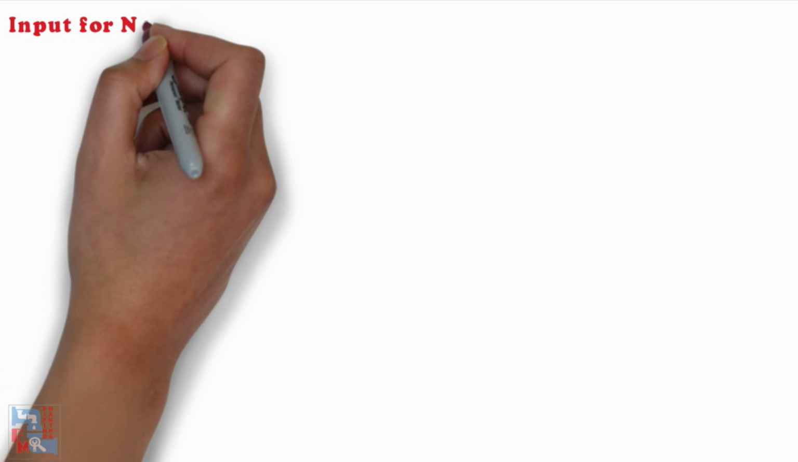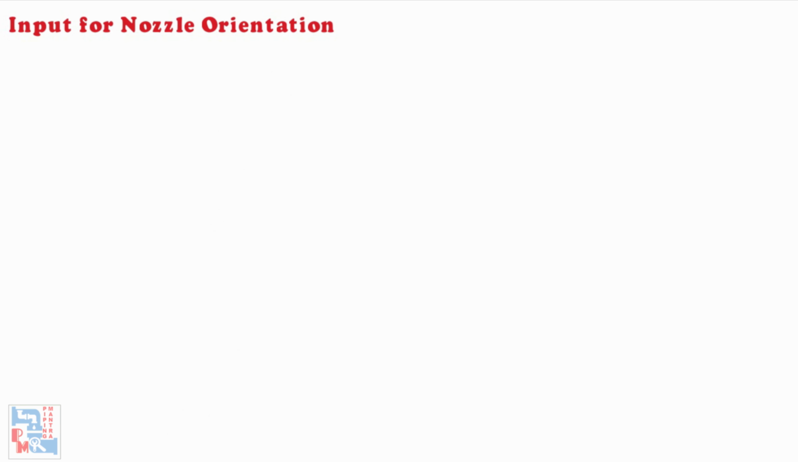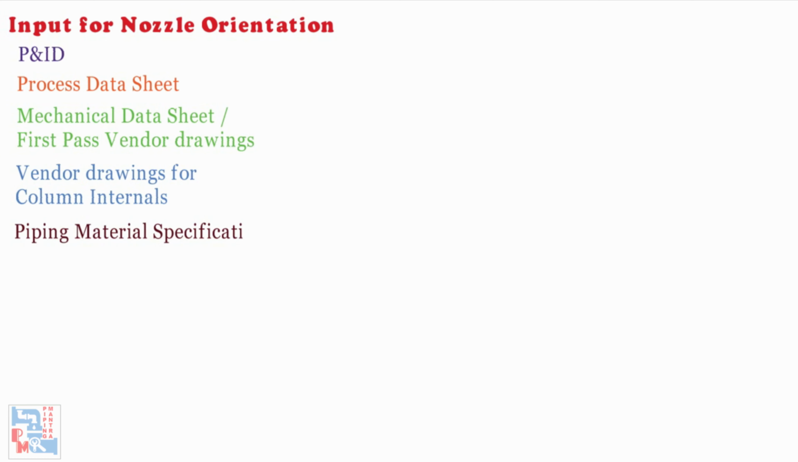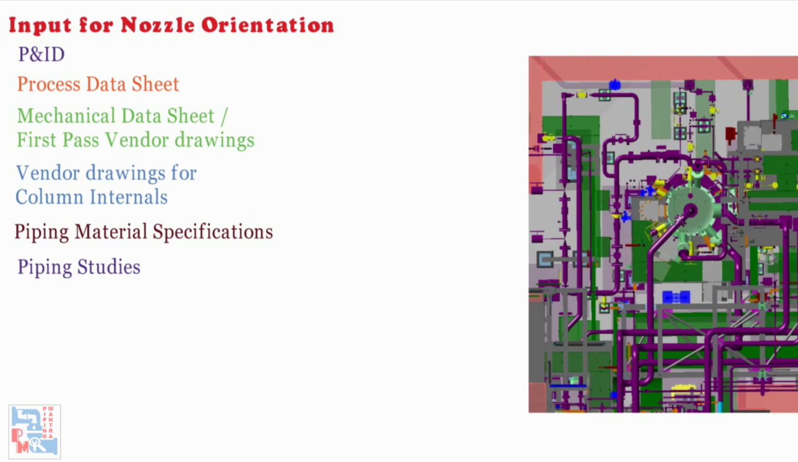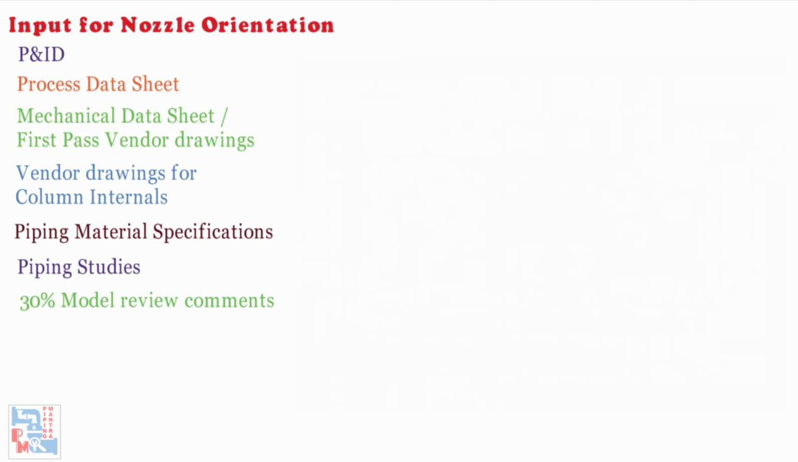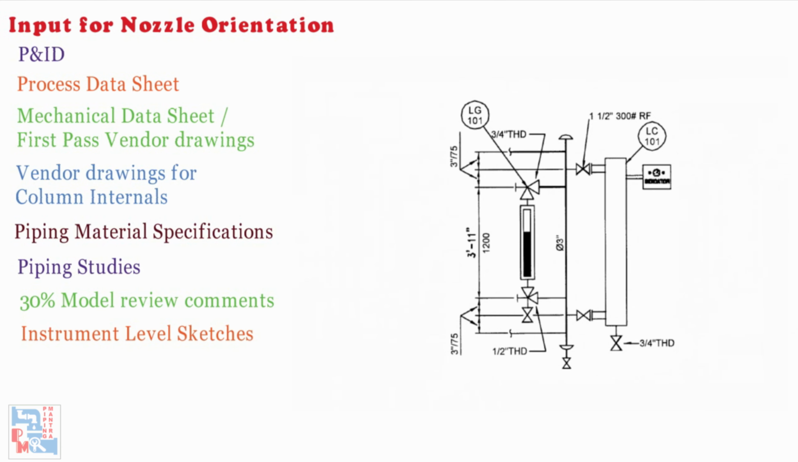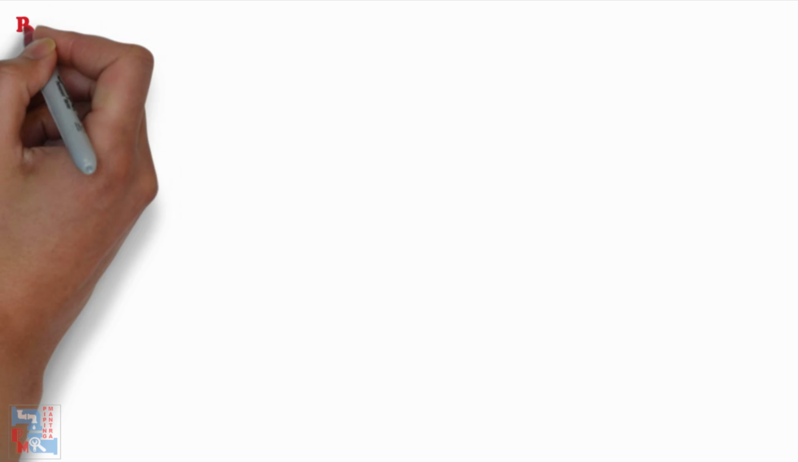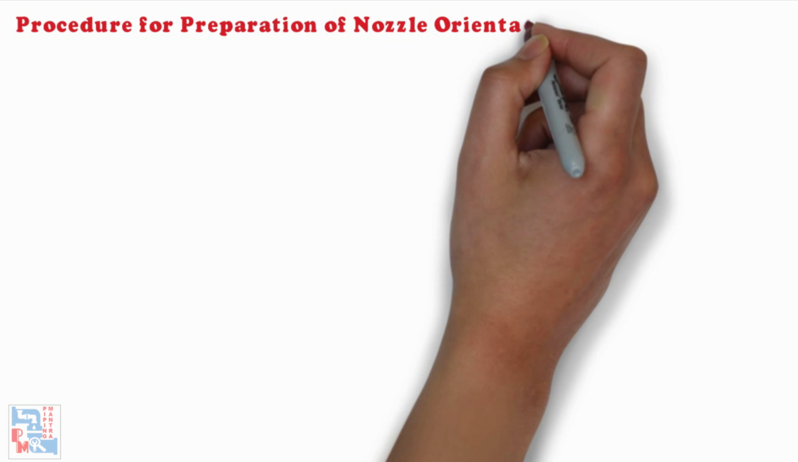Now, the input documents required for preparation of nozzle orientations are as follows. First, we require PNIDs, then process data sheets, mechanical data sheets or first pass vendor drawings for column internals, piping material specifications, piping studies, 30% model review comments, instrument level sketches, piping requirements for instruments, standard details for platforms and ladders.